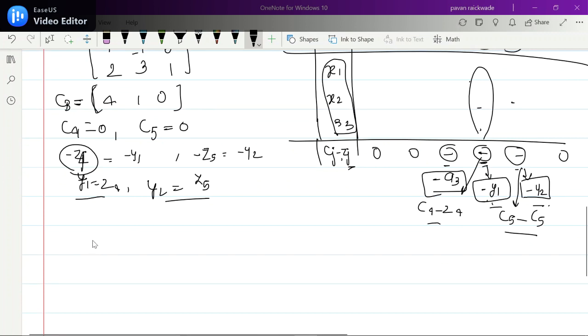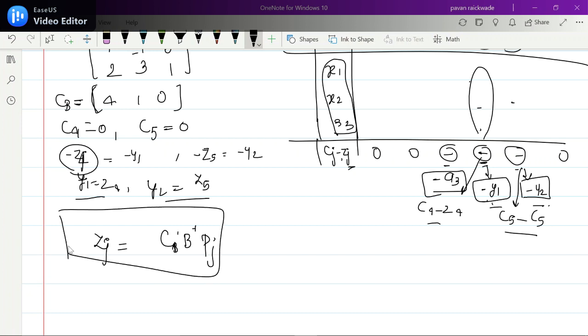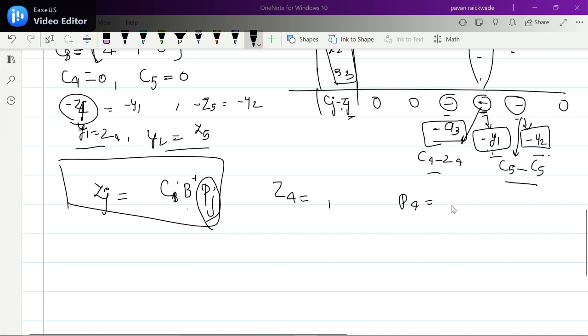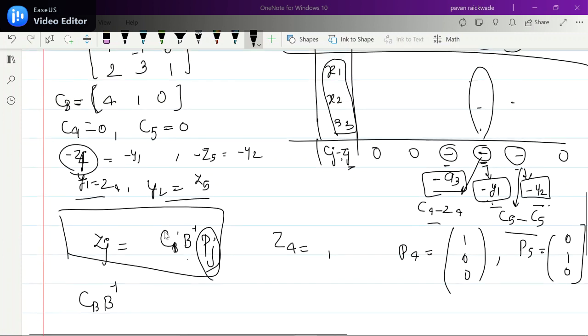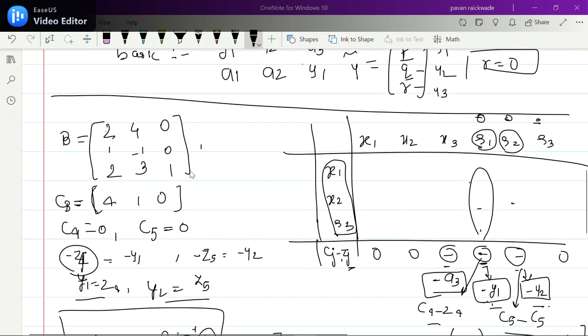So in particular, Zj is equal to CB B inverse Pj. This is the equation in matrix form to find the Zj values. In the primal coefficient matrix, what is P4? It will be 1 0 0, and P5 will be 0 1 0. Let's calculate CB B inverse. For that, we first have to know B inverse. B is this.